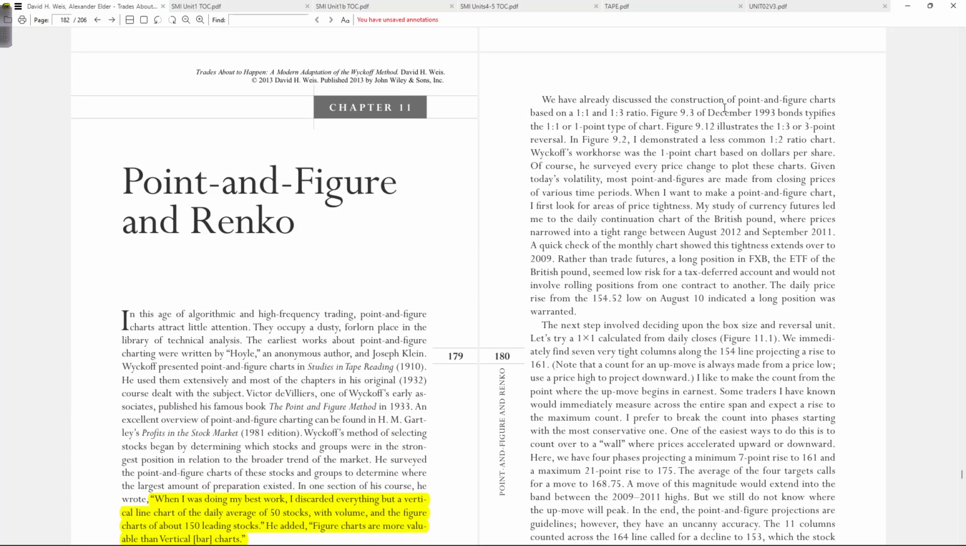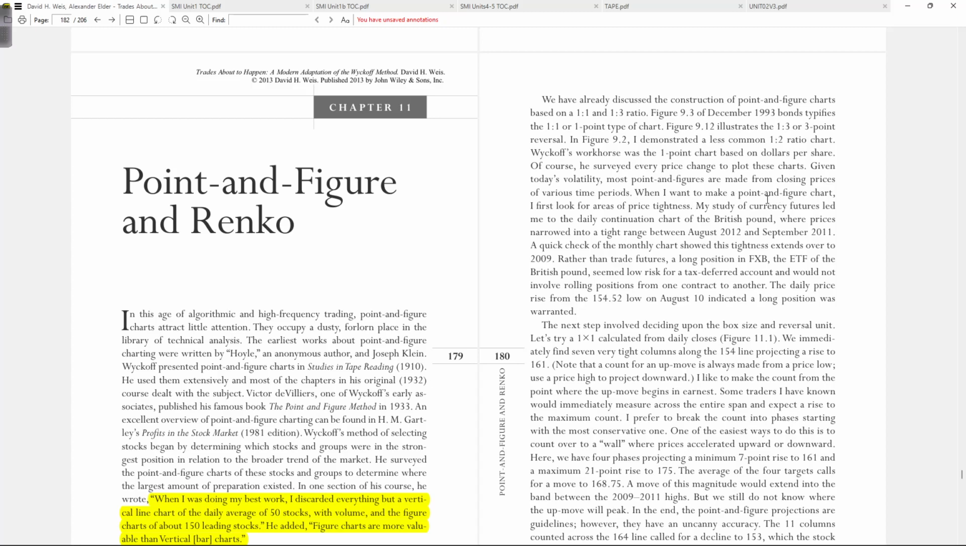We have already discussed the construction of point and figure charts based on a 1:1 and 1:3 ratio. Figure 9.3 of December 1993 bonds typifies the 1:1 or 1 point type of chart. Figure 9.12 illustrates the 1:3 or 3 point reversal. In figure 9.2, I demonstrated a less common 1:2 ratio chart. Wyckoff's workhorse was the 1 point chart based on dollars per share. Of course, he surveyed every price change for these charts. Given today's volatility, most point and figures are made from closing prices of various time periods.